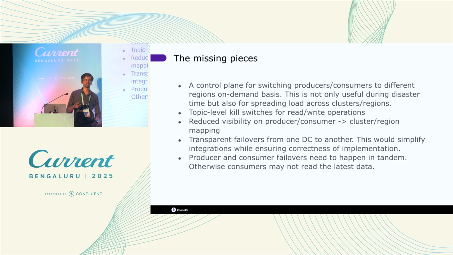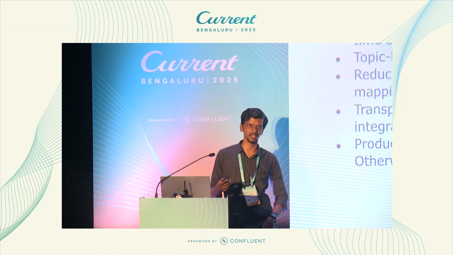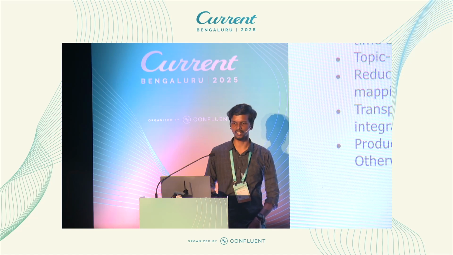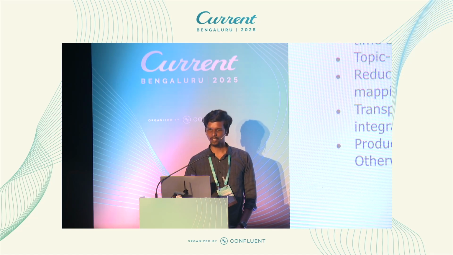The control plane is not only useful for disaster recovery scenarios, it's also useful for load balancing, where you can put different clusters in the primary and secondary region to good use. You don't need to over provision them, so you can use them for processing purposes as well, and move them closer to the applications. We deploy applications across multiple geographic regions, as close as possible to the customer. So reduced visibility is one thing.